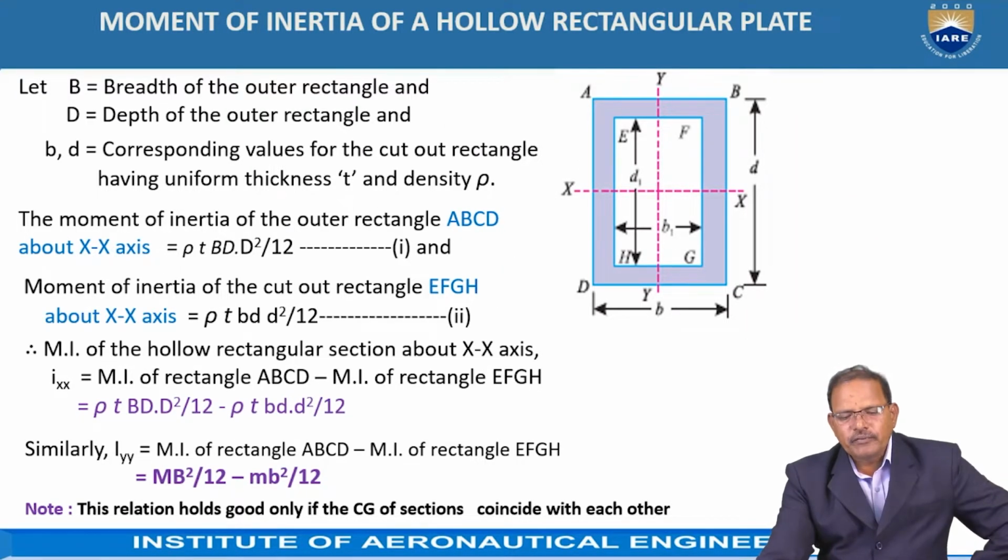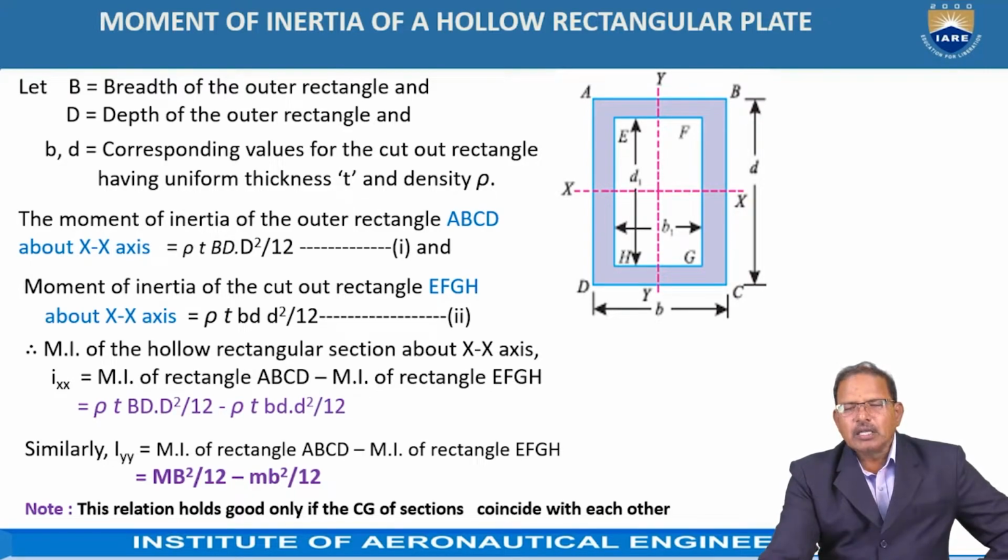Similarly, the mass moment of inertia of a hollow rectangular plate. Let us consider capital B representing the breadth of the outer rectangle, capital D representing the depth of the outer rectangle, and small b and d representing the corresponding values for the cutout rectangle. Assume the plate has uniform thickness t, and the density of the material is rho.